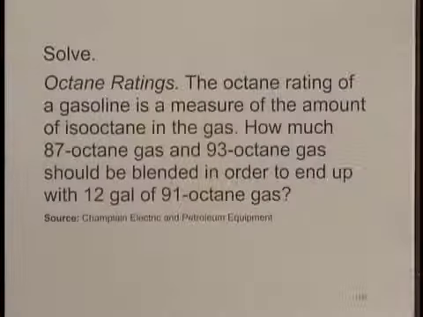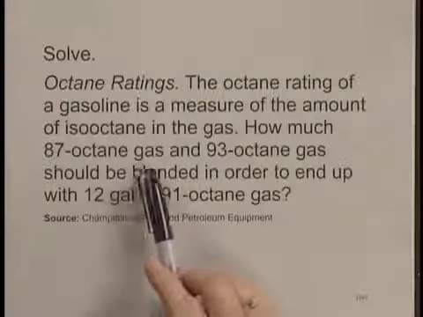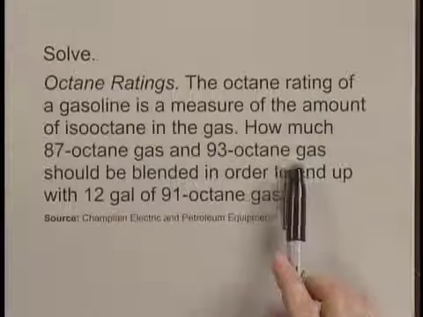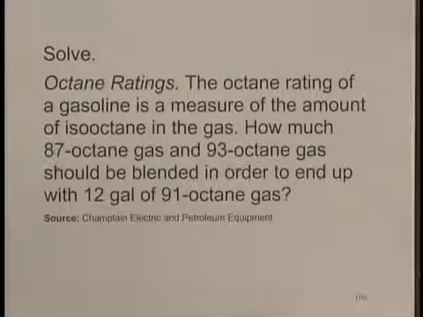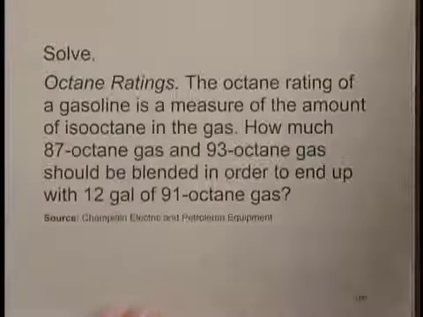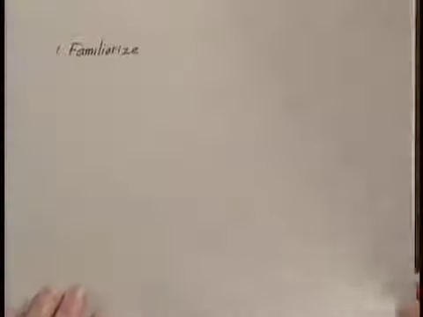This problem is a mixture problem. We're looking at octane ratings, and it states that the octane rating of a gasoline is a measure of the amount of isooctane in the gas. How much 87 octane gas and 93 octane gas should be blended in order to end up with 12 gallons of 91 octane gas? We'll approach this problem using our 5-step problem-solving strategy, and the first step is to familiarize ourselves with the situation.